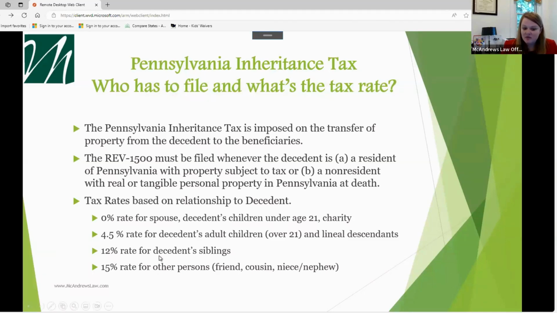12% tax rate for decedent's siblings, and it's stopping at siblings, so it's not going to include, like we just did in the 4.5%, the rest of the line, like nieces, nephews. No, nieces and nephews are going to fall into that 15% rate. So the 15% rate is basically for anyone that wasn't covered in the first three. So friends, cousins, nieces, nephews, anyone else you can think of.